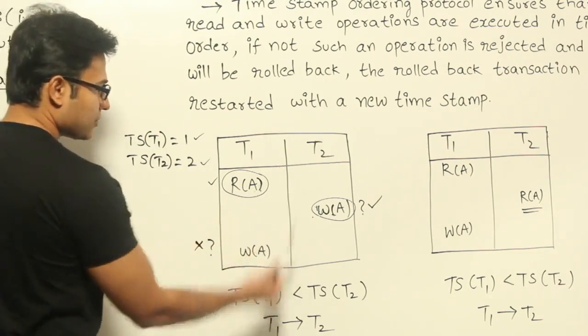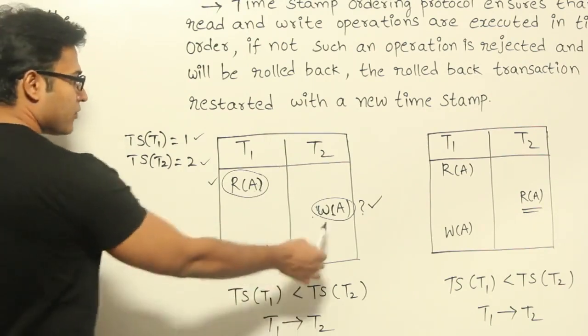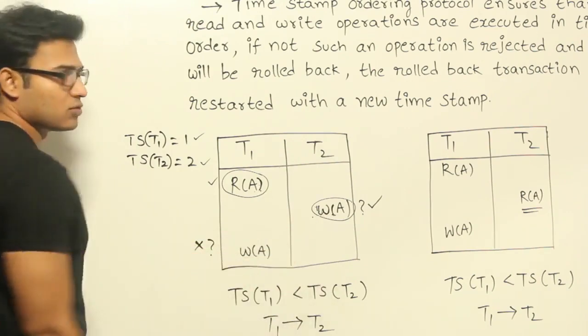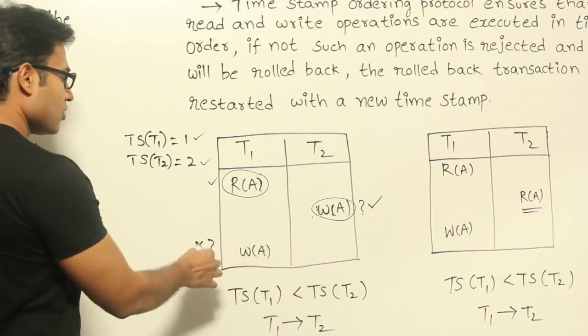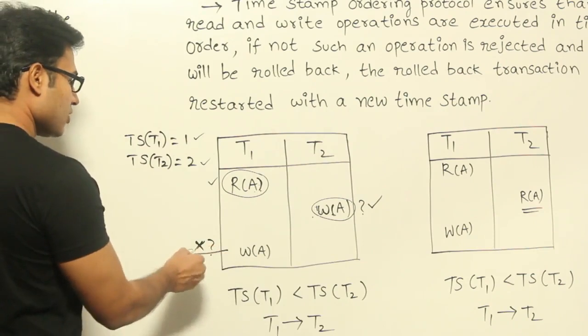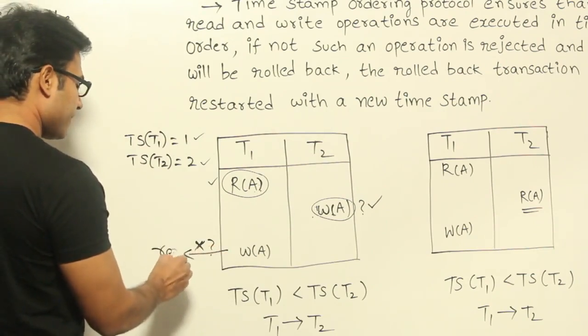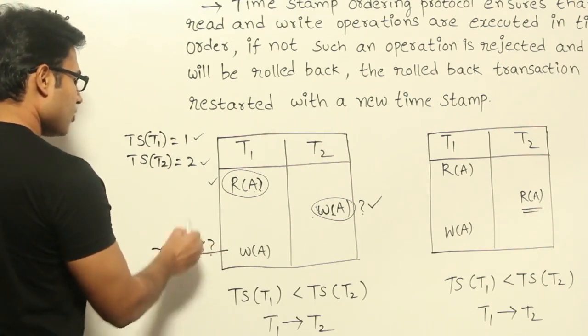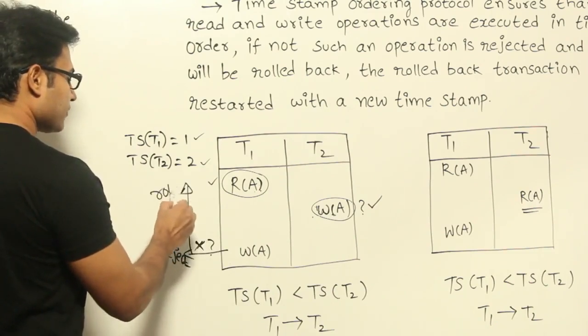Here, from here to here, timestamps are in ascending order, 1 to 2, but from here to here timestamps are in descending order, 2 to 1, right? Therefore you are not going to allow this. So at this point you are going to reject this operation, right? And you are going to roll back the transaction.